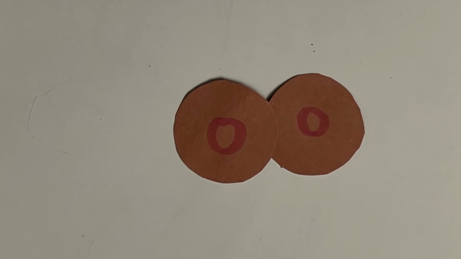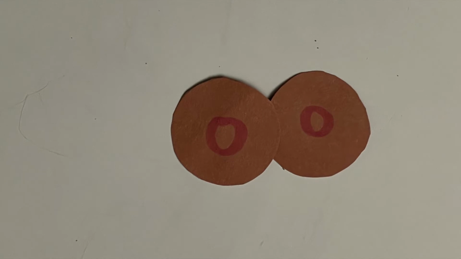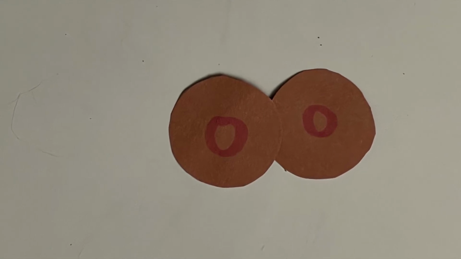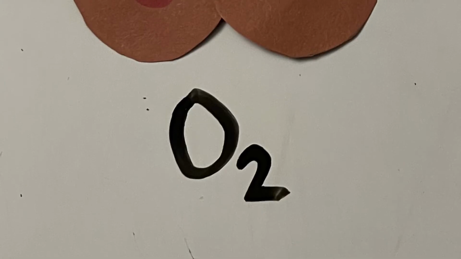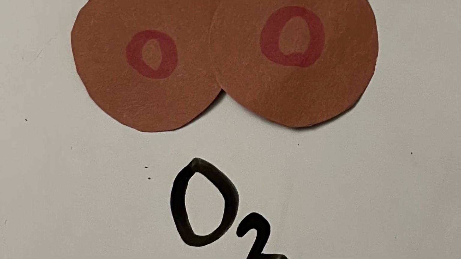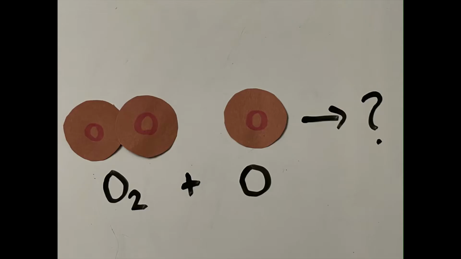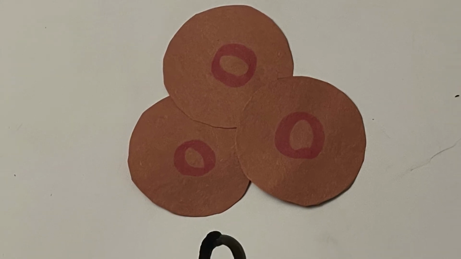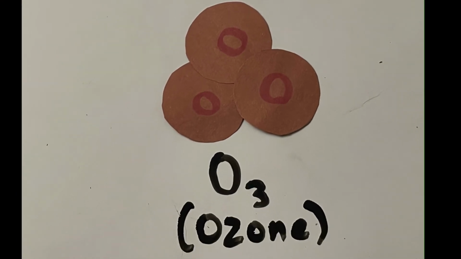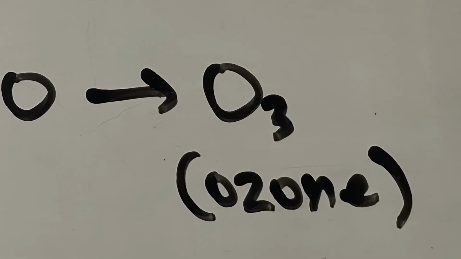So to begin, please take 2 atoms of oxygen, and I want you to arrange them together. What is this? This is molecular oxygen. This is oxygen gas. Next, take a single oxygen atom and add it to the molecular oxygen. What does it make? If you said O3 or ozone, you're absolutely right.